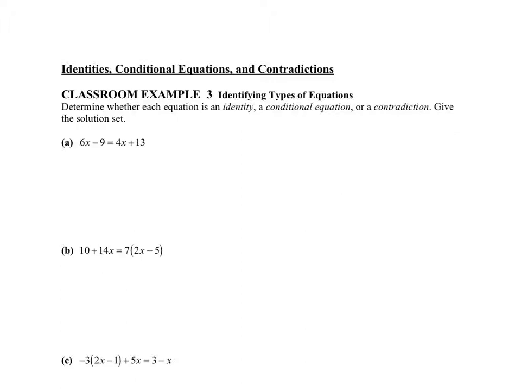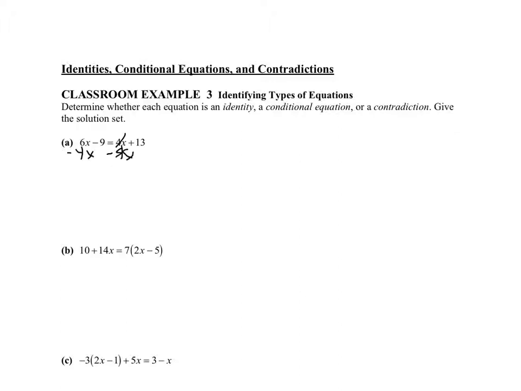Now, A is very much like the ones we just did, except it's even simpler. All I need to do is get my x's together. I don't need the distributive property, and I have no fractions to eliminate. 4x is smaller than 6x, so let's subtract 4x from each side.